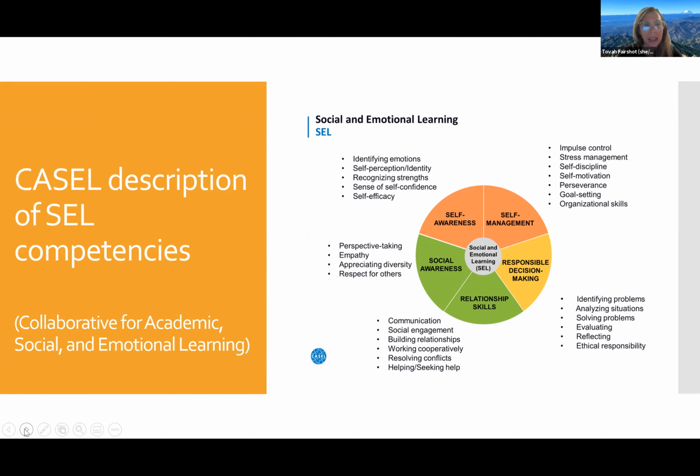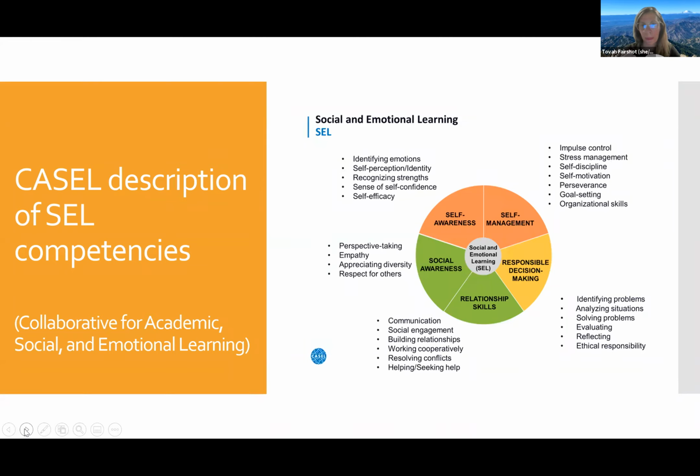So the Collaborative for Academic, Social, and Emotional Learning, also known as CASEL, has laid out the 5 SEL competencies that school systems should be teaching, should be engaging in instruction on. We have self-awareness and self-management. When we talk about self-awareness, it's really an individual, our students, being able to identify their emotions, recognizing their strengths, having a sense of self-confidence, having self-efficacy. And then when we talk about self-management, that impulse control, stress management, self-motivation and self-discipline, perseverance, right?